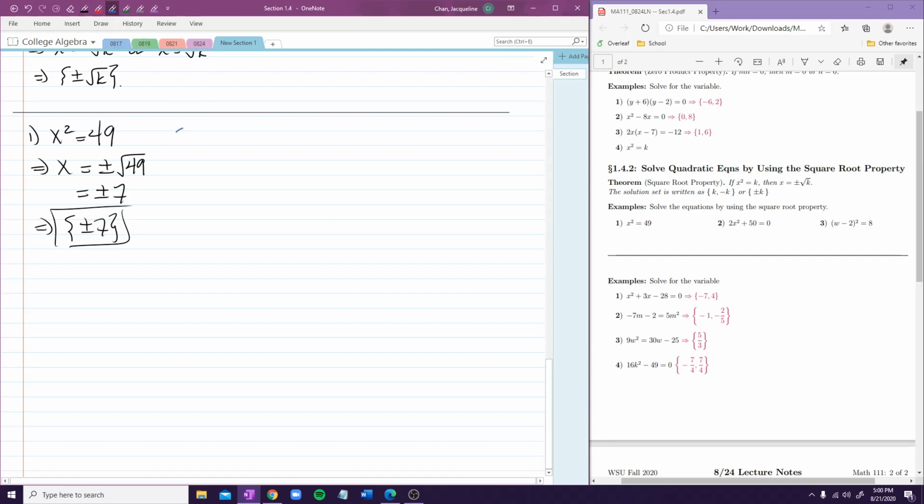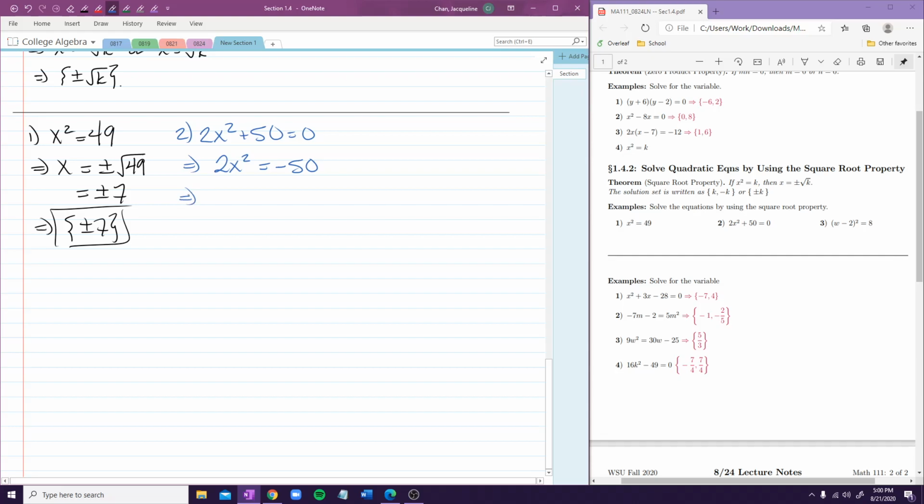What about the second one? The second one, I have 2x squared plus 50 is equal to 0. So I have two terms on the left side, and that's a no-no. So let's move over that 50. Let's subtract 50 from both sides, and when we do that, we get 2x squared is equal to negative 50.